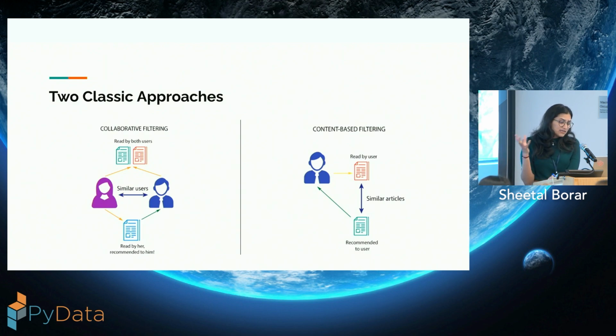In practice, modern systems often use both approaches, and they call it hybrid filtering. These classic approaches look straightforward in theory, but implementing them in industry comes with its own challenges, which is what we are going to get into now.